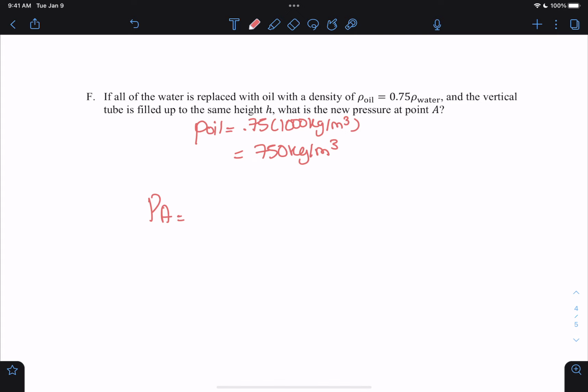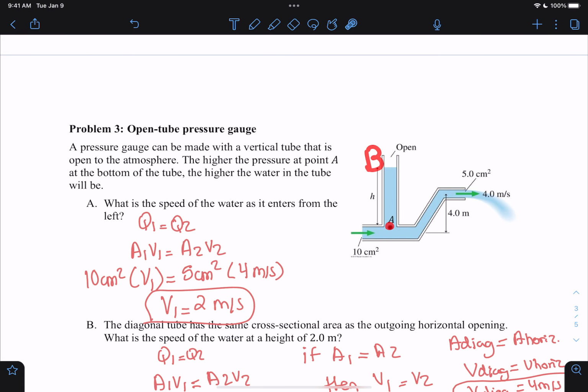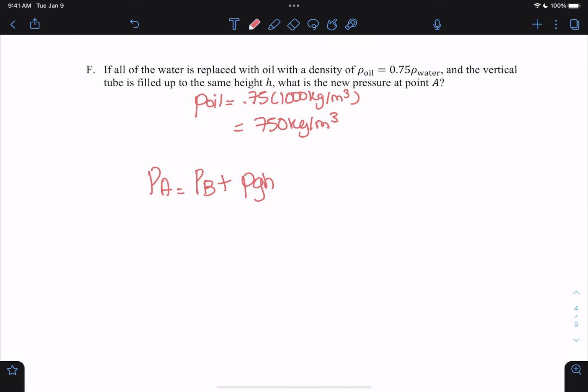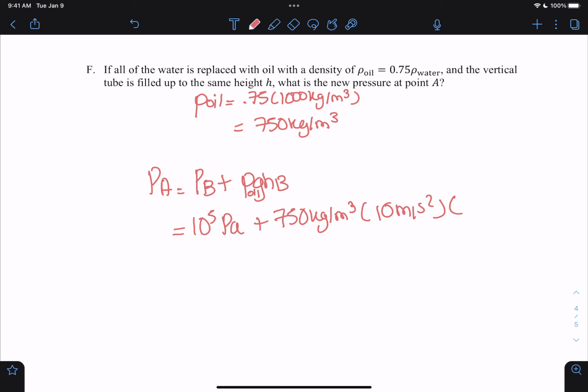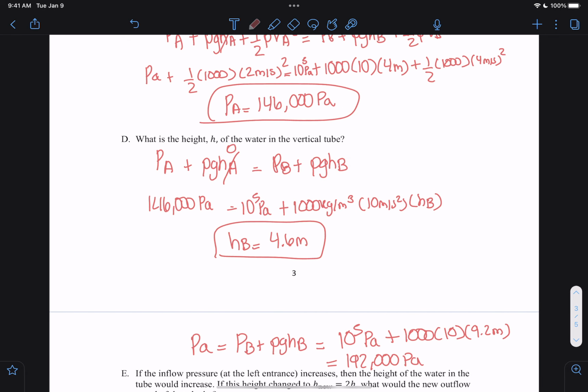So the pressure at A should be equal to the pressure at B, which is the top, right? This is A, this is B at top, and that's the atmospheric pressure because it's in contact with the air. And that's plus rho GHB. This should be 10 to the 5th pascals. This is not 1,000 because this is the density of oil now. This is 750 kilograms per meter cubed times 10 meters per second squared, and then times the height, and that was the same height. Remember, that was the same height of D here, which is 4.6 meters.